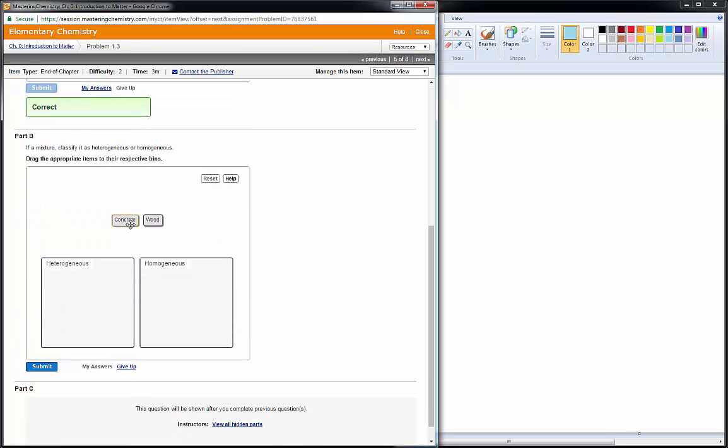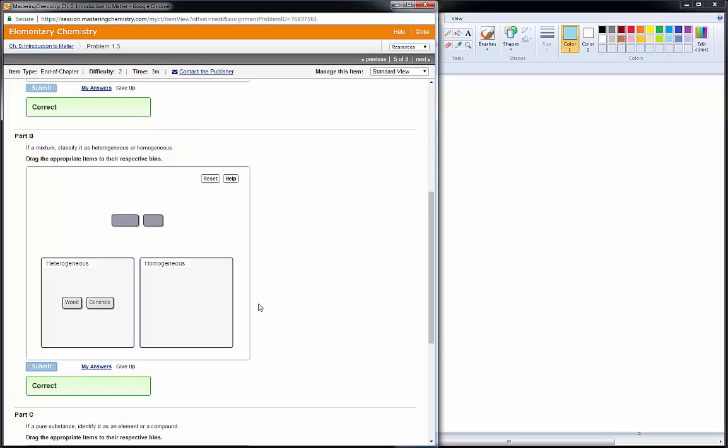Which of these would be homogeneous and heterogeneous? Ooh, good question. Let's see. Wood, I think, would be heterogeneous because you can see the difference between the grains and the bark, for instance. Concrete, I think, would also be heterogeneous because concrete has the cement and the rock separately. If it was cement, you might say homogeneous, but concrete, heterogeneous.